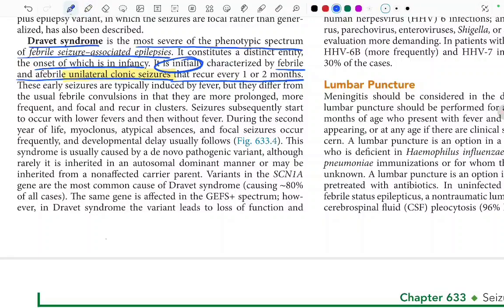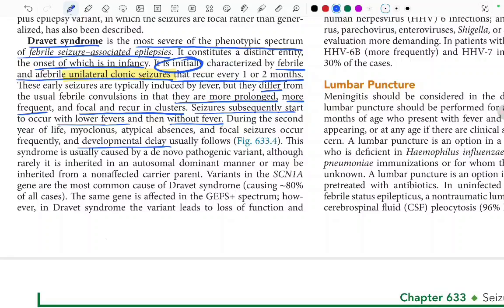Fine. And these early seizures are typically induced by fever, but they differ from the usual febrile convulsions in that they are more prolonged, more frequent, and focal and recur in clusters. Seizures subsequently start to occur with lower fever and then without fever. Fine. Then they progress. During the second year of life, myoclonus, atypical absences, and focal seizures occur frequently, and developmental delay usually follows.